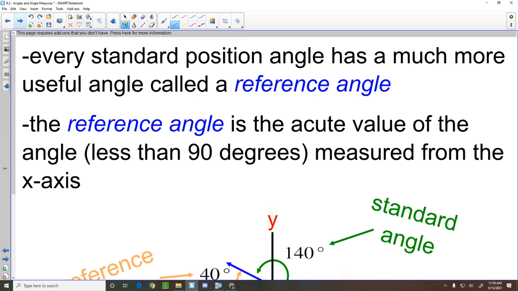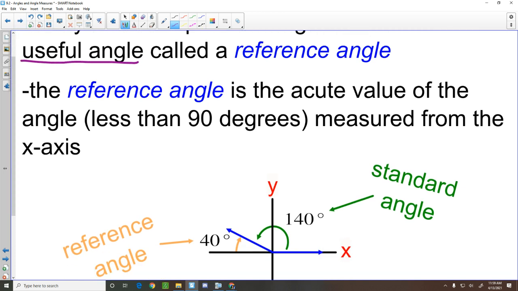Concept in terms of these angles in standard position is something called a reference angle. So every standard position angle, every one of those angles from like 0 to 360 has a much more useful angle called a reference angle. And what it's referring to is basically how far away that angle is from the x-axis. And so we always measure up from the x-axis.